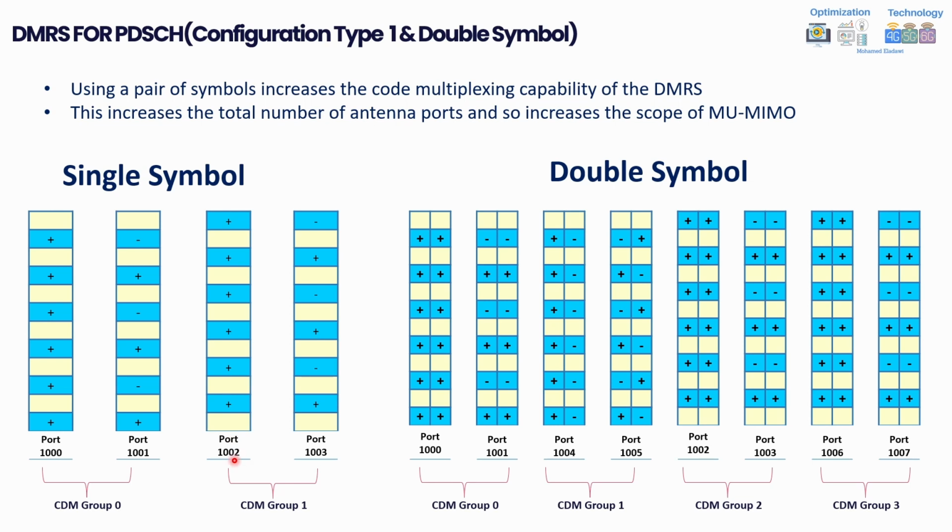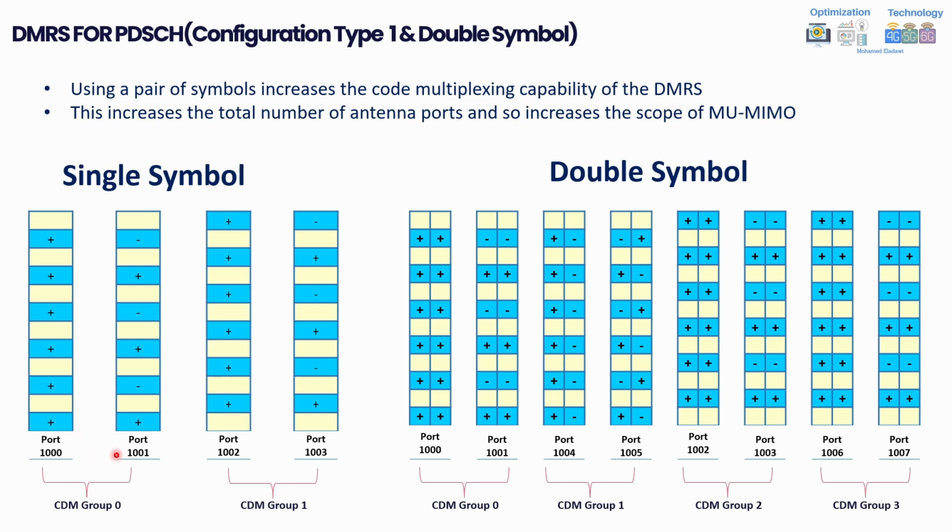Same if you want to have rank 4. Now we'll be using code division multiplexing group 2 between these two, port 1002 and port 1003. So you start using the same resource element for rank 4. Port 1003 will use code division multiplexing here and multiplex with the other ports. So in this case, the user will be able to use up to four ports.